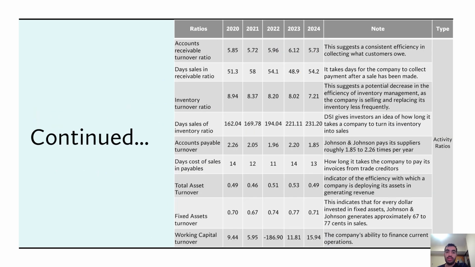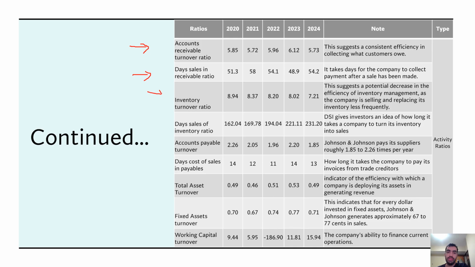There is another type of ratio, which is the activity ratio. I'm going to start with the accounts receivable turnover ratio. You see that it's stable between 5 to 6, showing consistent efficiency in collections. If you look at the days sales in receivables, it is quite steady in the low to mid 50s, indicating a predictable average collection period.